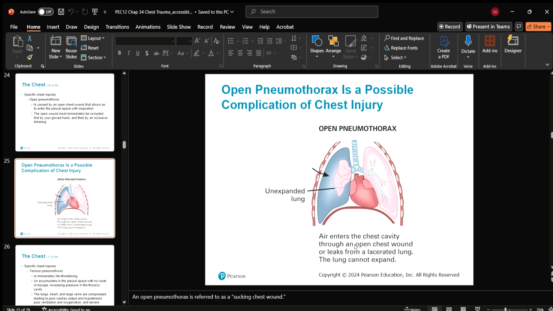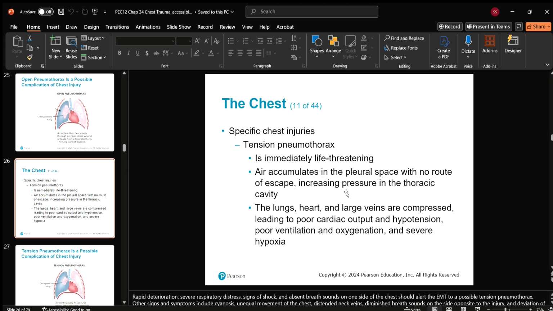Here's just an example of an open pneumothorax. This is where we have the injury in the chest wall, and we have our collapsed lung. All right, so tension pneumothorax. Tension pneumothorax, these are life-threatening injuries.